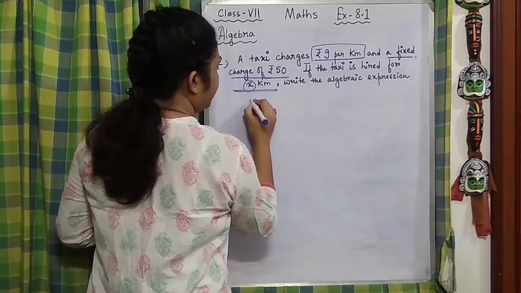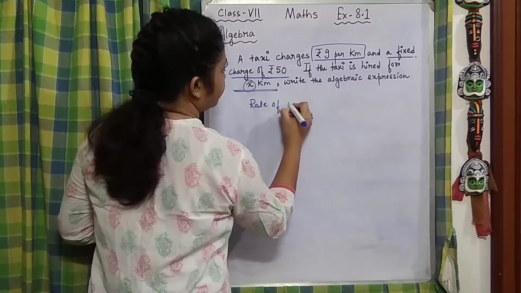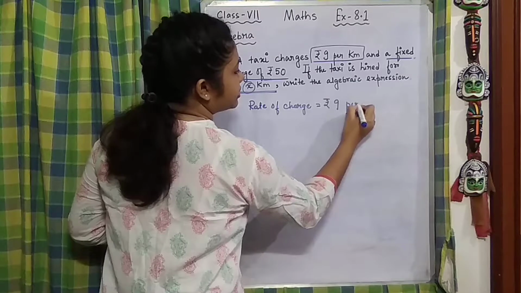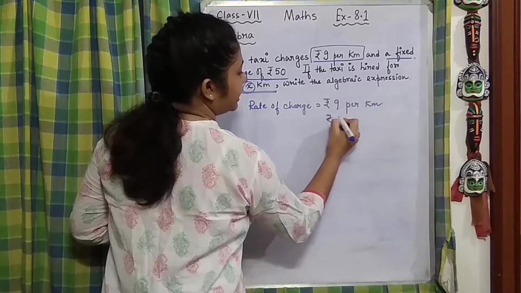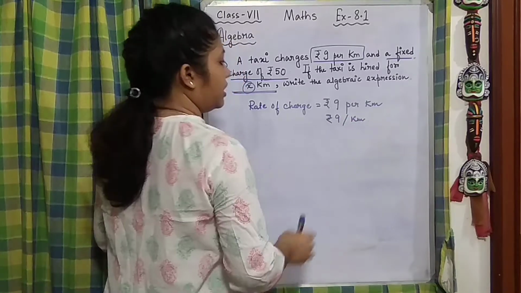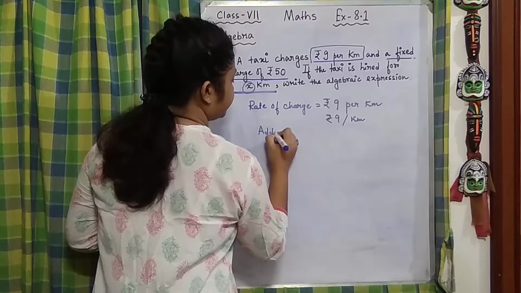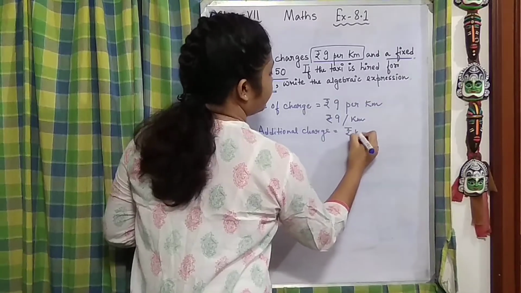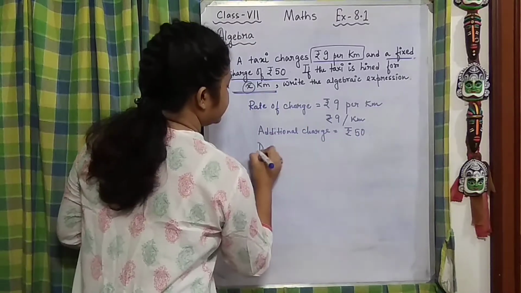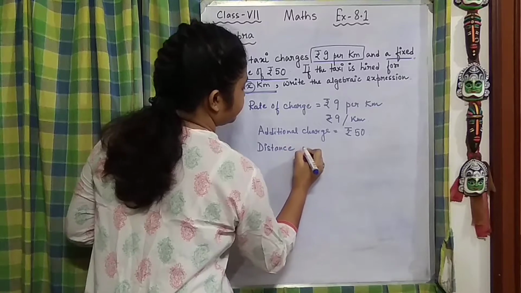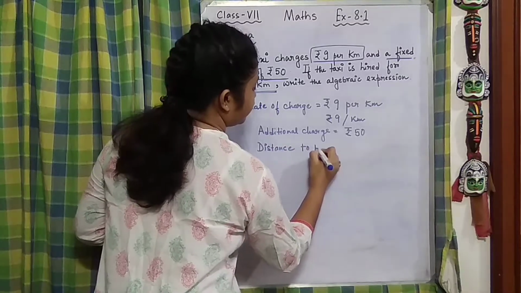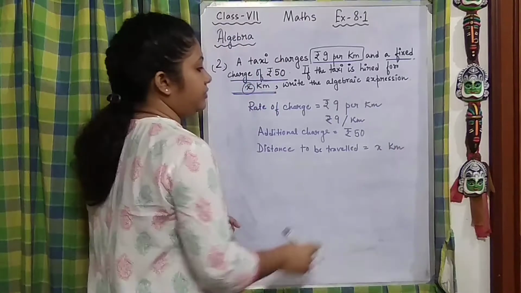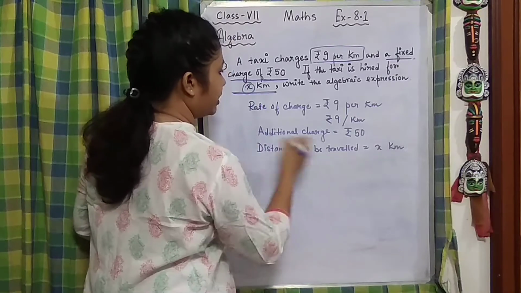So now we'll write it like this. Rate of charge is equal to ₹9 per kilometer. Or we can write it in this way also. Alright. Now, additional charge. Additional charge above this will be ₹50. Right? Now what is the distance to be covered? Distance is equal to x kilometer. Right? So how are we going to express this?